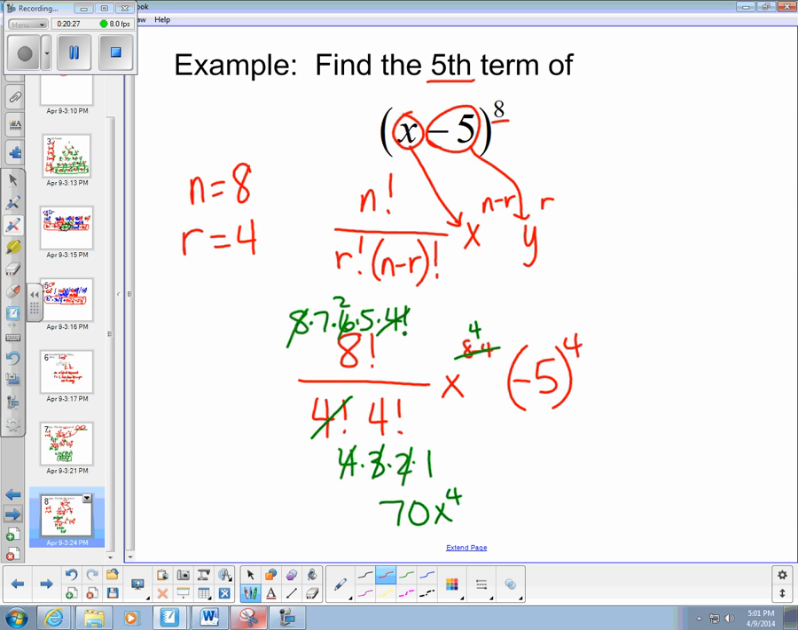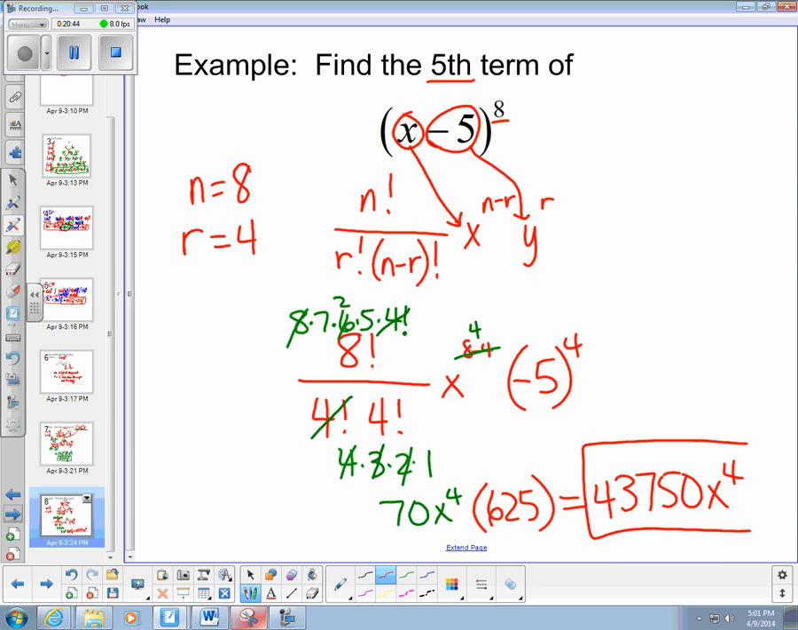Negative 5 to the fourth would be 625. And it's still positive because negative times negative times negative times negative. And when you multiply this out, you're going to get 43,750 x to the fourth. Okay, so remember that your first term, second term, whatever you use for the x and y, is going to be whatever's the first term and the second term in the parentheses. If you have questions, put a mark beside anything you need to ask about in class.